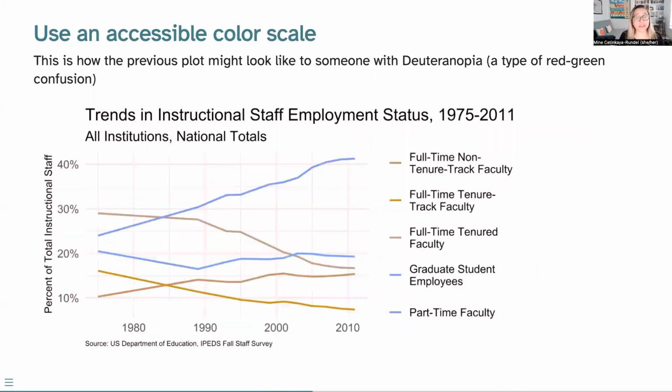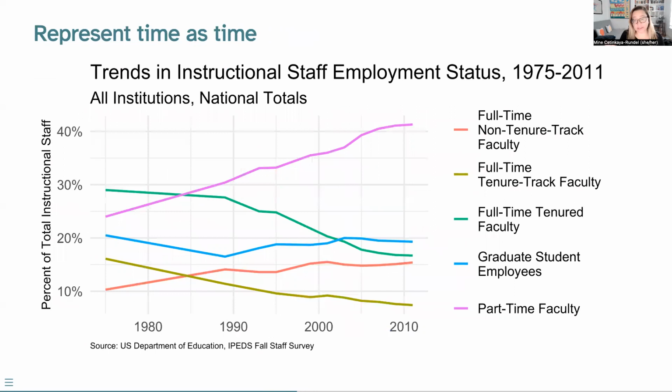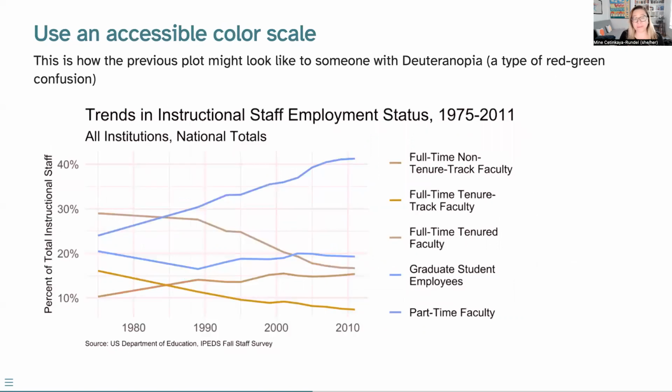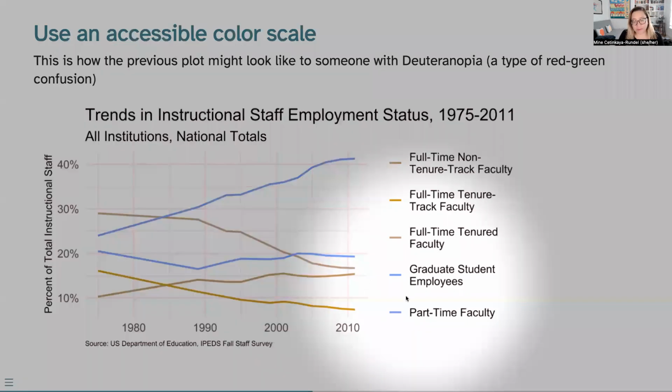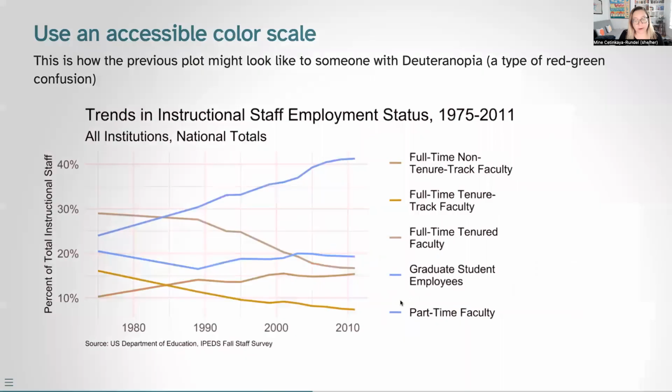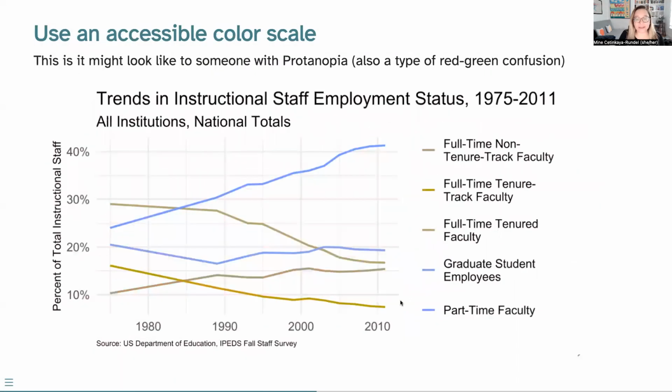Another thing we can do is to use an accessible color scale. So this is the default ggplot2 color scale. I think it looks pretty, like rainbow colors, but that same visualization, for someone who has deuteranopia, a type of red-green confusion, looks just like this. And we can see that it's really hard to tell the difference between the graduate student employees and part-time faculty here. And similarly, that same visualization looks like this for folks with protanopia, a type of red-green confusion.